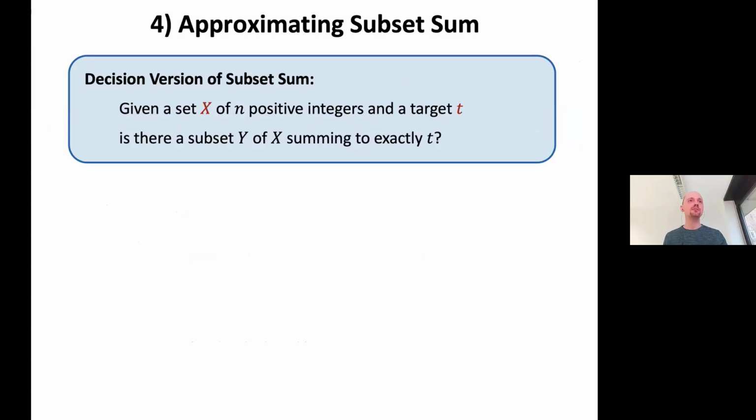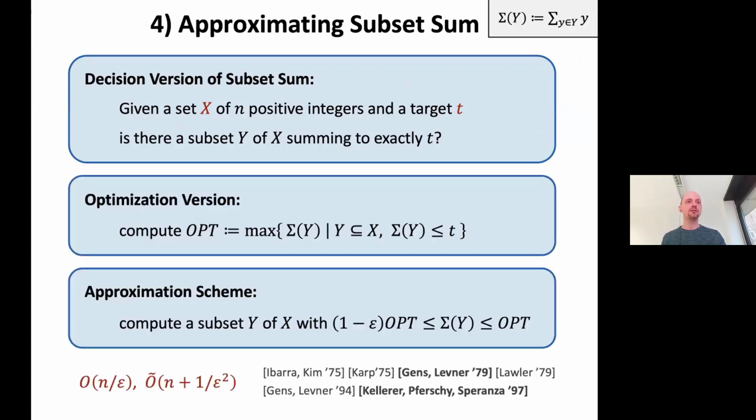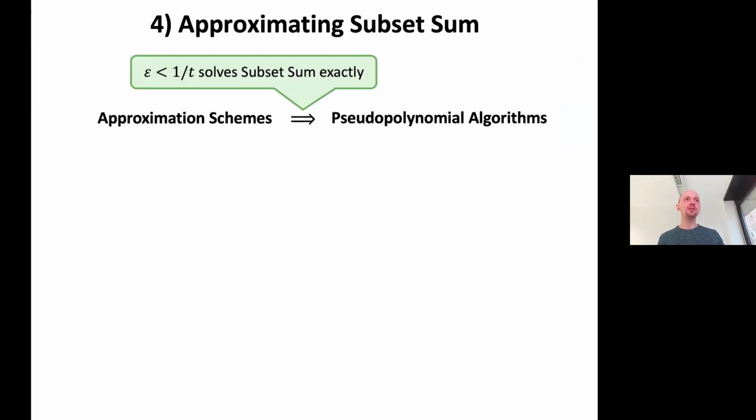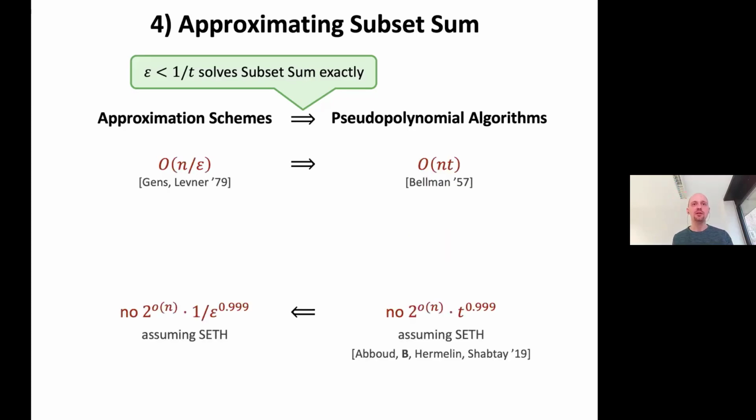There are lots of other topics. For example, approximation schemes are related to pseudopolynomial-time algorithms, right? Because if you have a 1 minus epsilon approximation and you set epsilon to be 1 over the target roughly, then you solve subset sum exactly. So whenever you have an approximation scheme, it implies a pseudopolynomial-time algorithm. In particular, if you have a lower bound for pseudopolynomial-time algorithms, it immediately gives a lower bound for approximation schemes.